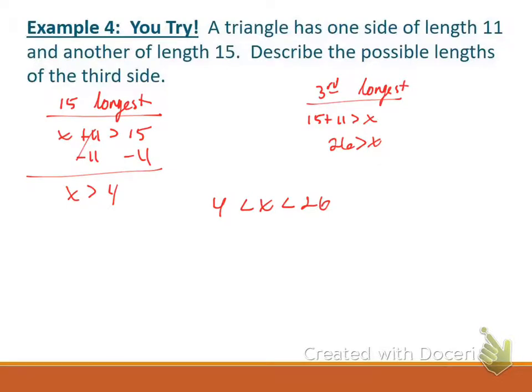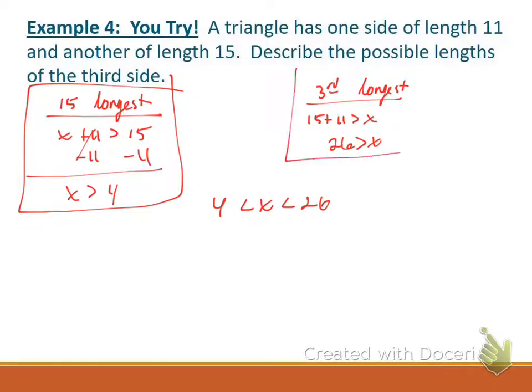All right. Did you get that the third side had to be between 4 and 26? Right? Again, the two situations. One situation where 15 is the longest side, so add the third side to the 11. It has to be bigger than 15. And the other situation where the third side, whatever you decide to make that, is going to be the longest side. So it has to be less than 15 plus 11, which is 26. Okay?